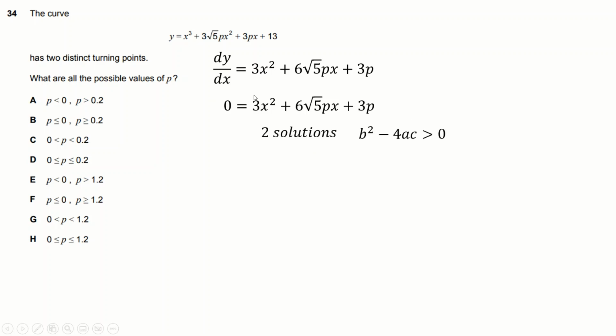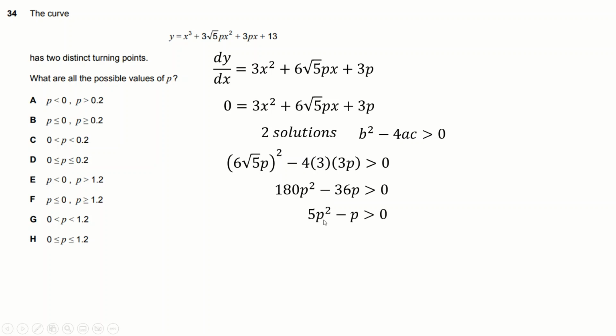So I need b squared minus 4ac to be bigger than 0. B is 6 root 5p. A is 3, C is 3p. 6 squared is 36, root 5 squared is 5, 36 times 5 is 180, p squared, minus 4 times 3 is 12, times 3 is 36. You can divide everything here by, I think you can just divide by 36, can't you? Yeah, because this had a 36 in it. So that just makes 5 actually in front there, which is nice.